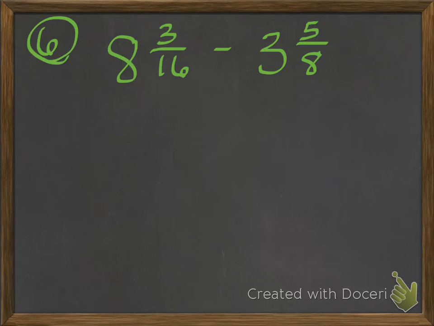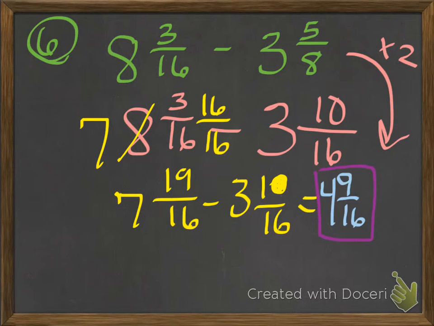Try number 6. 8 3/16 minus 3 5/8. Okay, so I got the answer of 4 9/16, and that can't be simplified. To get there, I had to find a common denominator for 16 and 8, and I know that common denominator is 16 because 8 times 2 equals 16. So I just changed this fraction by multiplying it times 2, and whatever I do to the bottom, I have to do to the top. So I got 3 10/16.